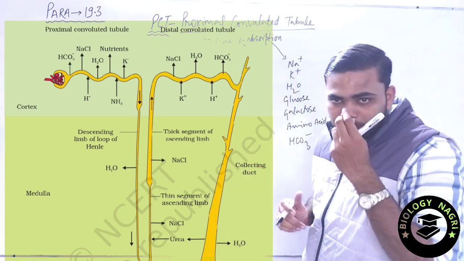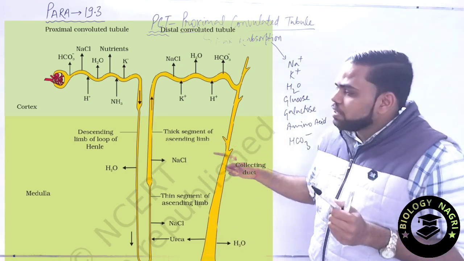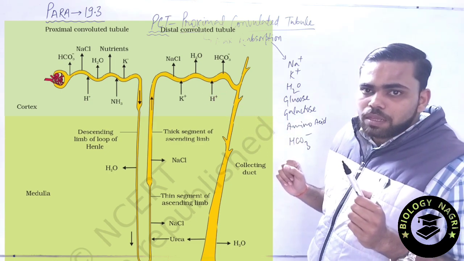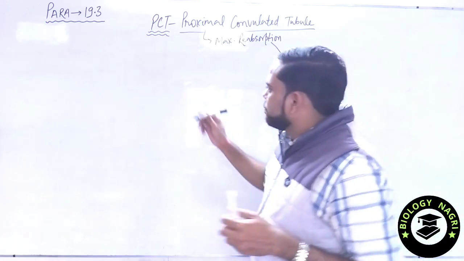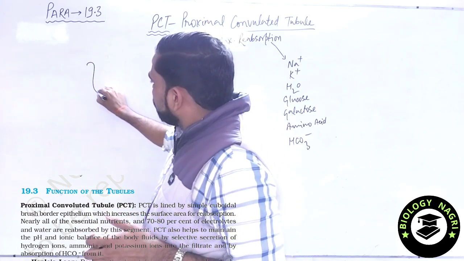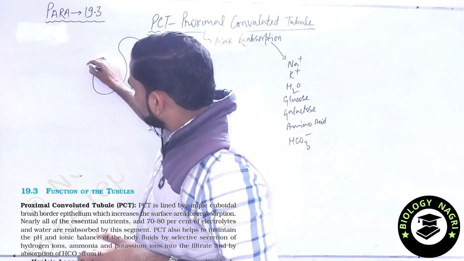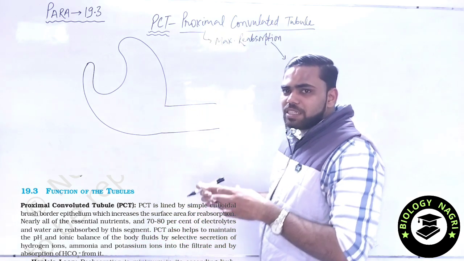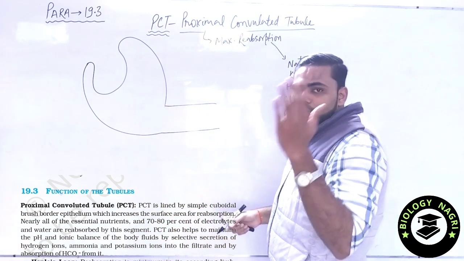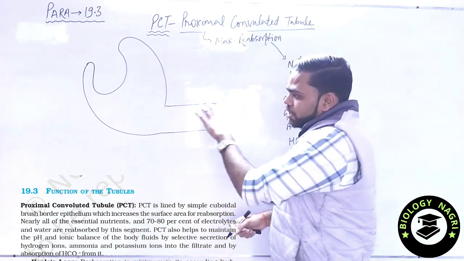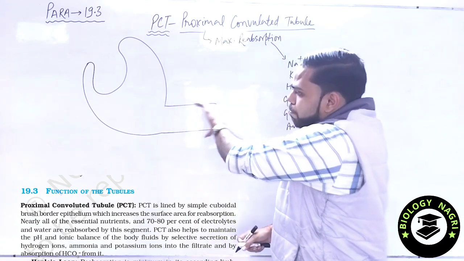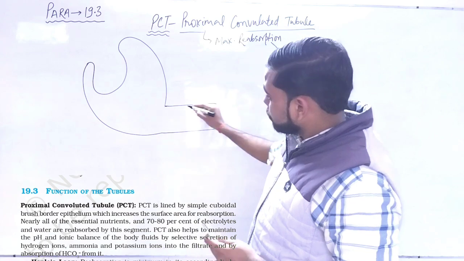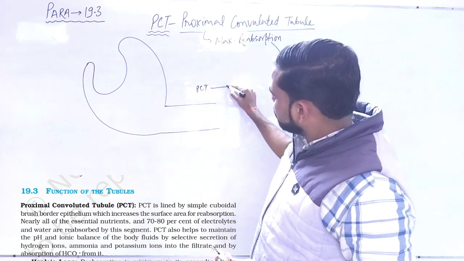Now see the diagram, this is the interface showing the maximum reabsorption going on in this PCT. Now I am drawing: this was the glomerulus, this was the PCT. Basically PCT is a highly convoluted, zigzag structure, but for explanation I am drawing a simple tubule. This is basically the PCT.